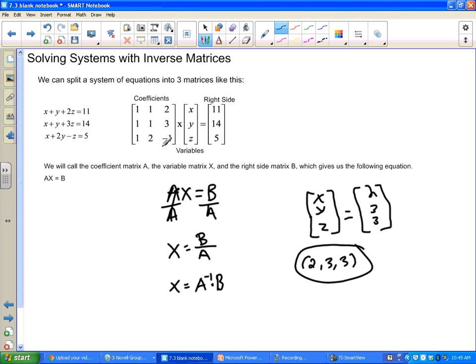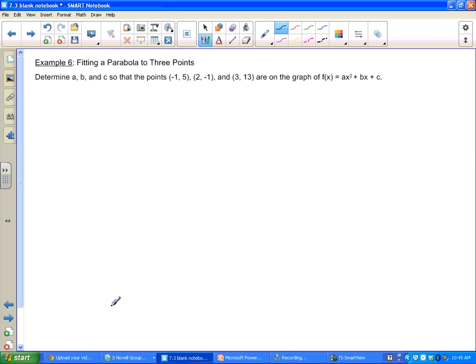If you had to find the inverse by hand and do the matrix multiplication by hand, this would be about the same intensity, I guess, of difficulty as the ones before this. So let's go on to some word problems.